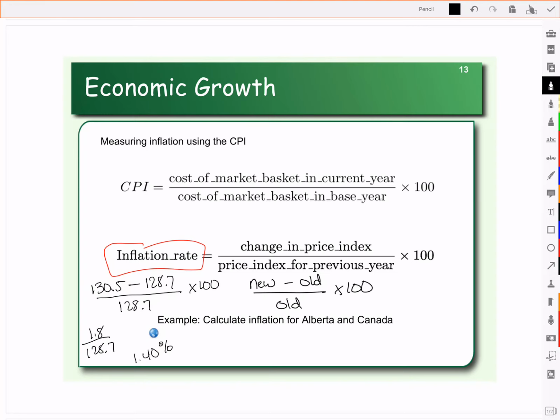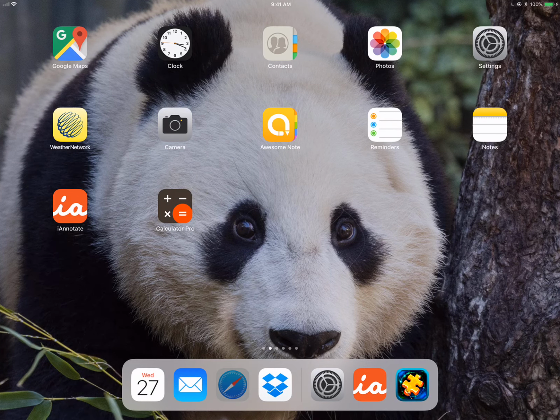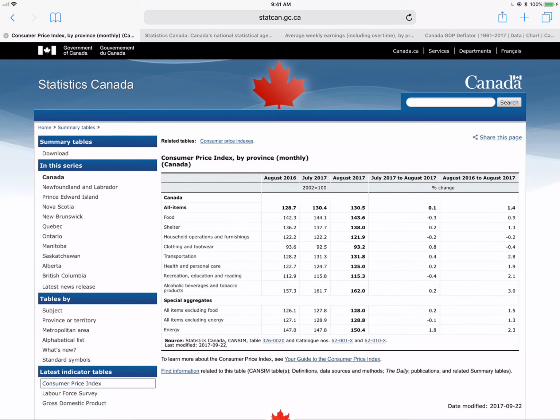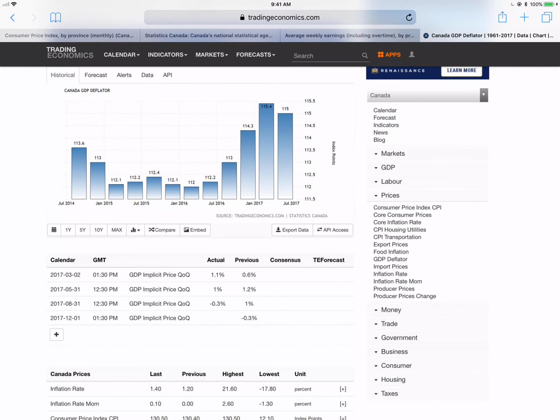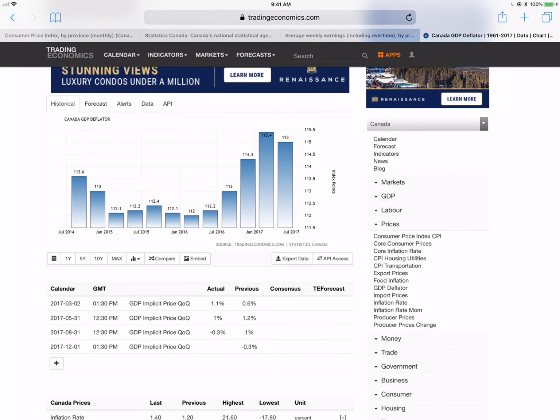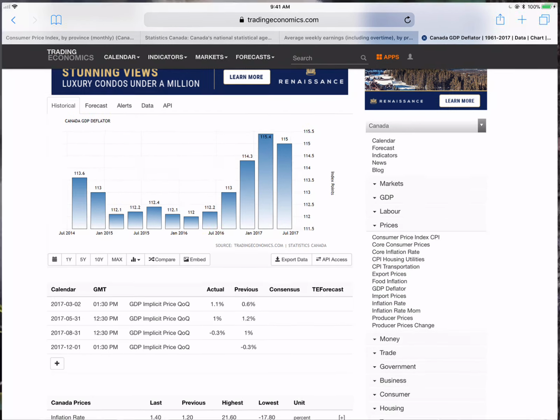What about the inflation rate based on the GDP deflator? To find the GDP deflator, we can go online, and a great source for finding GDP deflators for countries is Trading Economics. What you see here is the Canada GDP deflators. We see that this summer, the GDP deflator was 115, and if we go back and look at last summer, it was 112.2. So let's do the inflation rate calculation based on the GDP deflator.